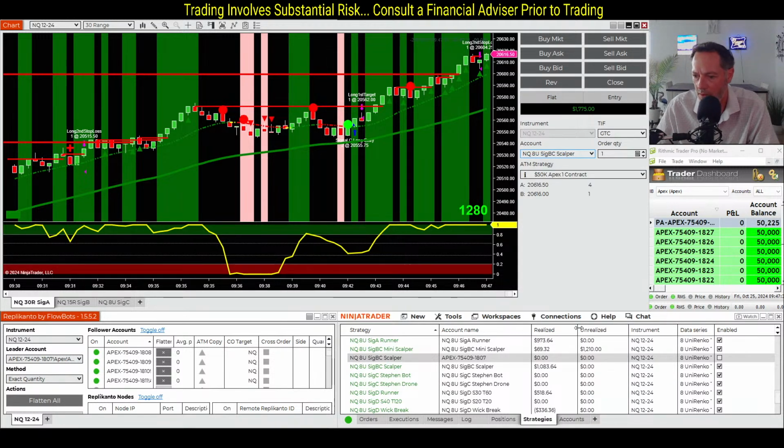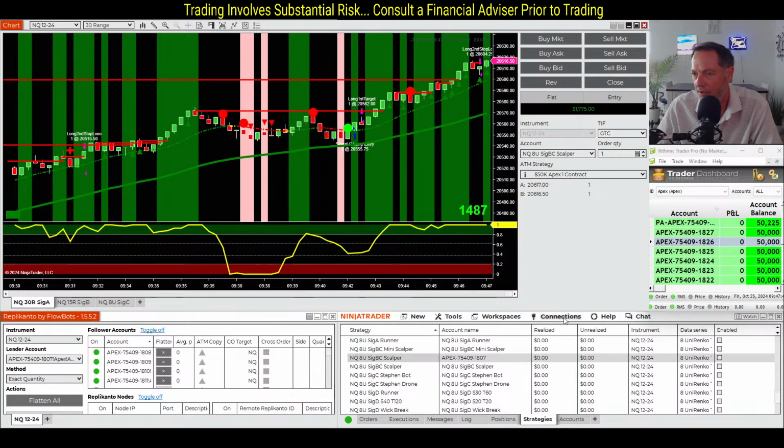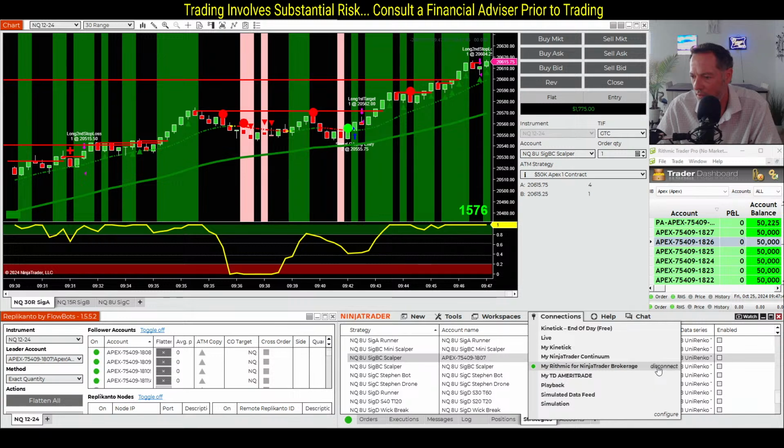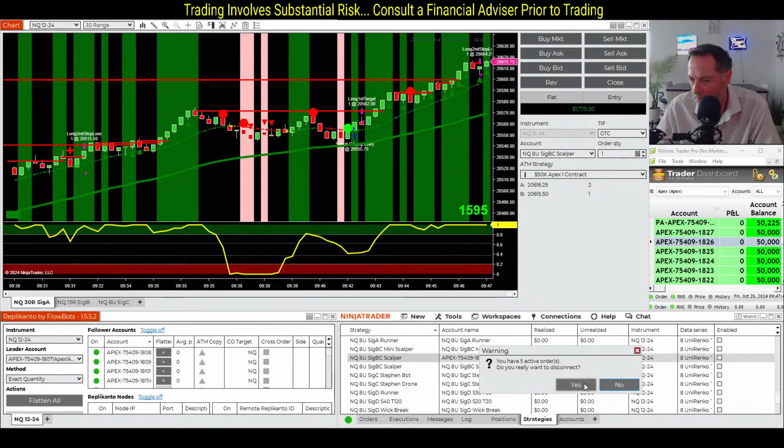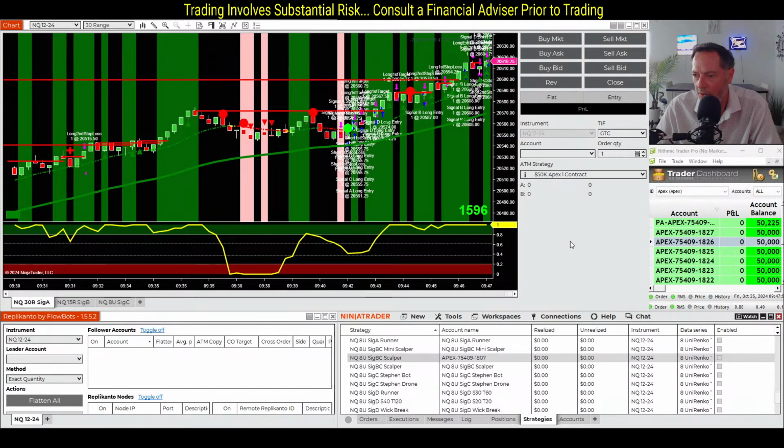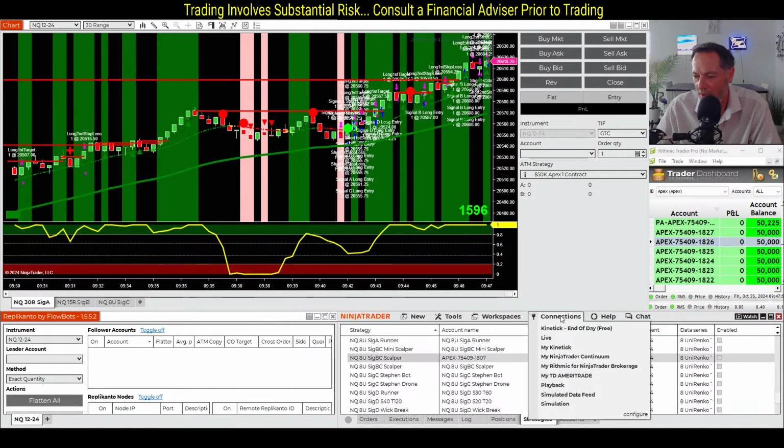Okay, I gotta shut down data, go get the other accounts. Looks like I'm still holding the other ones. I've got to flatten everything, unfortunately, and reset communication here. When you go grab new accounts, you have to disconnect and reconnect data so it can go out and grab those new account numbers.